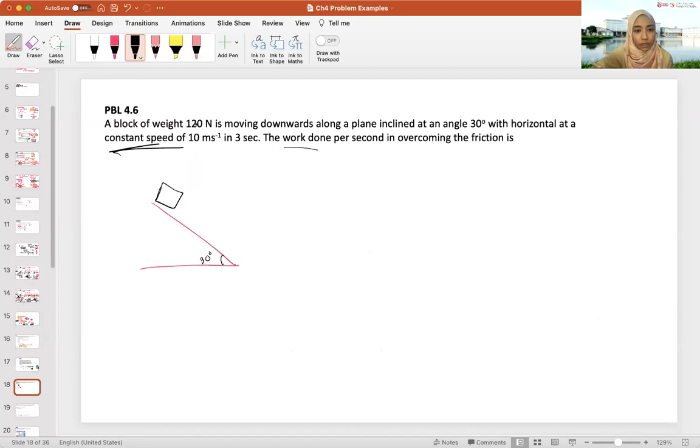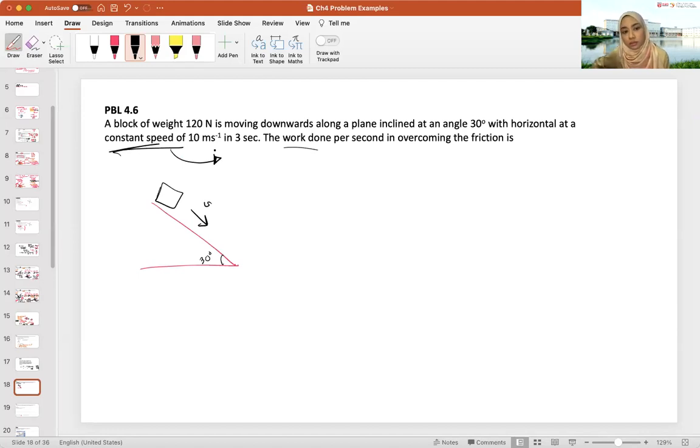So a block of weight 120 Newton is moving downwards. So it's moving downwards, this is our motion. I don't want to put it inside my FBD. So this is my motion. And it is downwards along a plane inclined at an angle of 30 degrees with the horizontal. So it's saying that this incline is 30 degrees, at a constant speed of 10 meter per second in 3 seconds. So what do we know about constant speed?